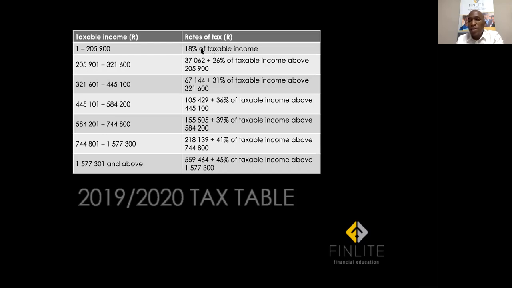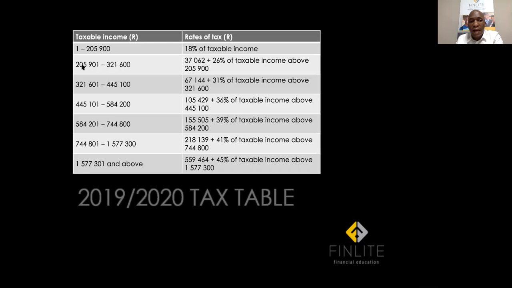When we go back to how we were defining the tax sequence, when you get to taxable income, after you've removed your exemptions and your deductions, then 18% of that money, or a portion of that money, gets taxed at 18%.